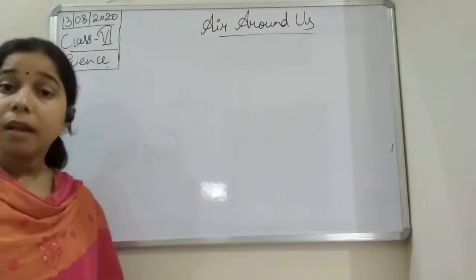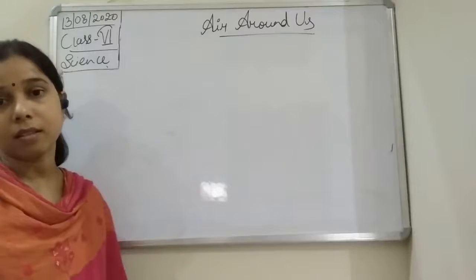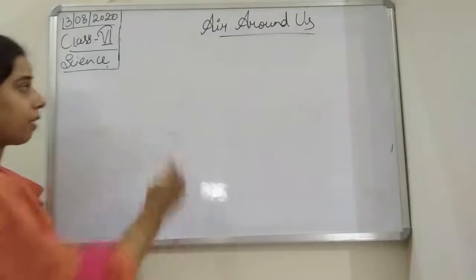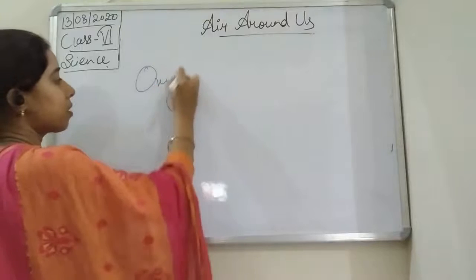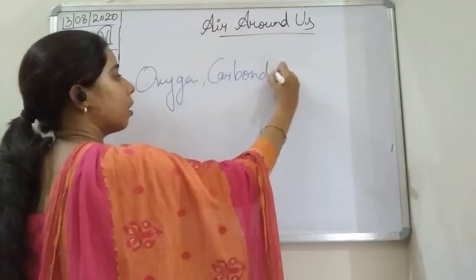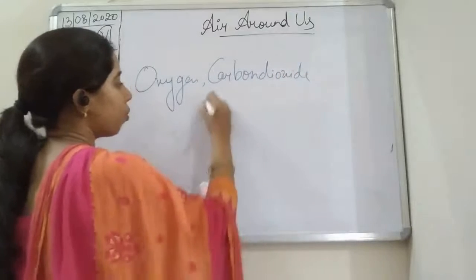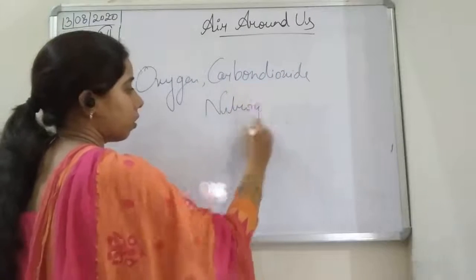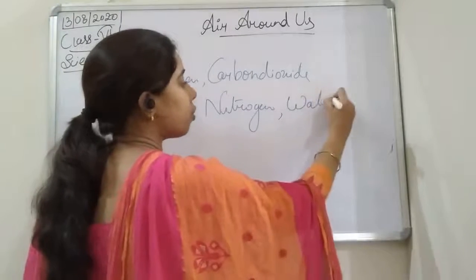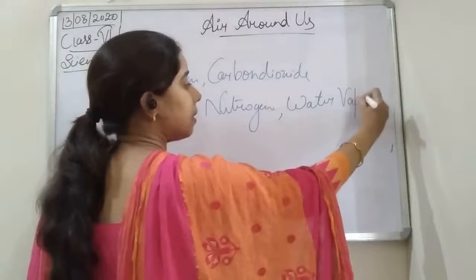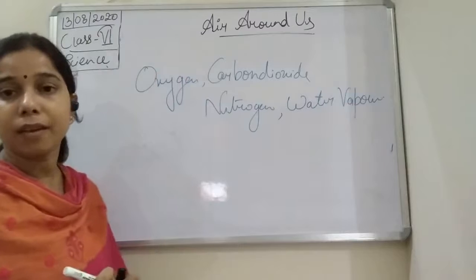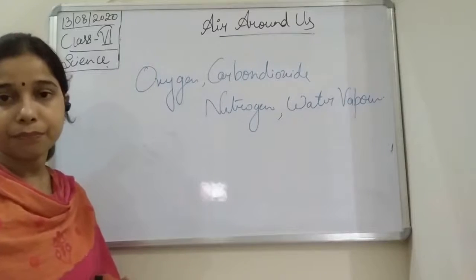So air is what? It is a mixture of gases. Mixture of gases means it includes all the different types of gases, including oxygen or carbon dioxide or nitrogen or water vapor. So all these things are present in the air, students. So because of that we say that air is a mixture of gases.